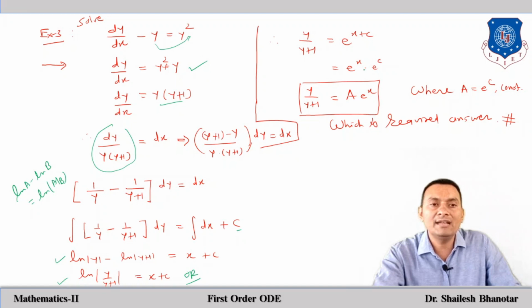But this can also be read as e raised to x into e raised to c, and e raised to c is nothing but an arbitrary constant. So a times e raised to x is our y divided by y plus 1, and that is going to be the final answer, where a is nothing but e raised to c, an arbitrary constant. The order is 1, therefore this is the general solution.